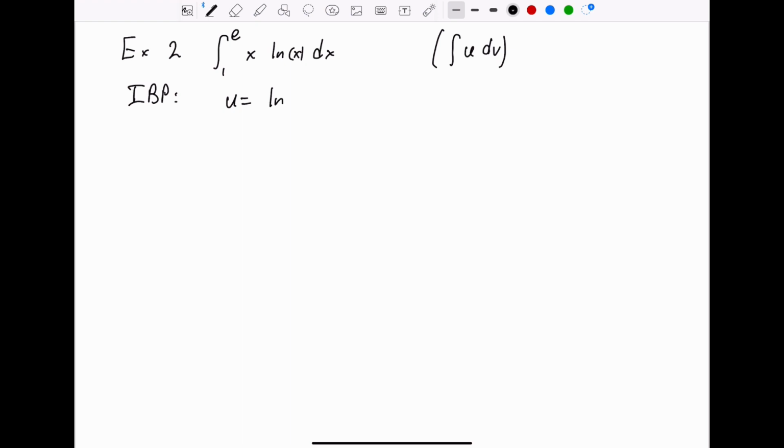We choose u equals natural log of x. By default, everything remaining is dv. So dv equals x times dx. Remember, dv will always have a dx expression in it. All right, once we've chosen u and dv, we now differentiate the u function. The derivative of natural log of x is 1 over x. So we have 1 over x dx. And we integrate the v function. The integral of x dx is x squared divided by 2.